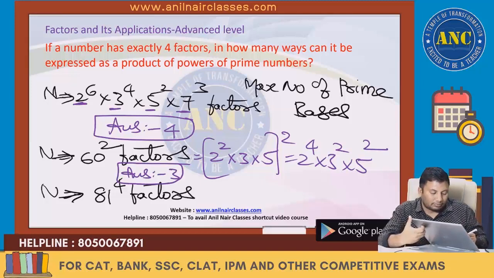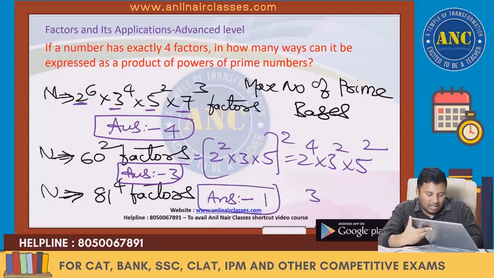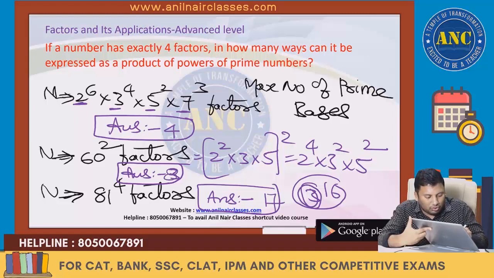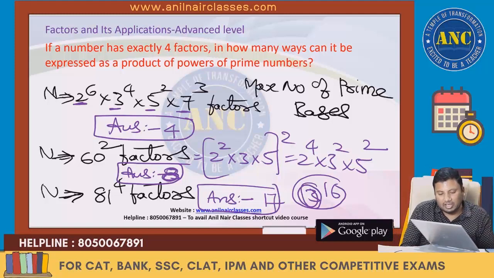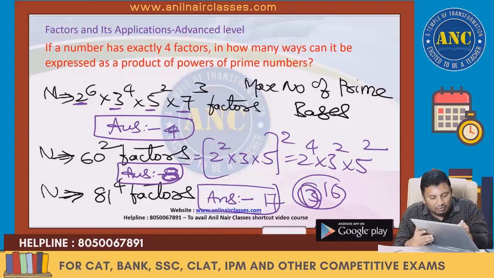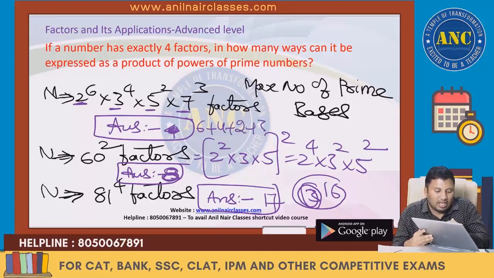Third one, answer is 1 prime base, because it is 3 power 16. Sorry, it is 17. It is 4 plus 2 plus 2, the answer is 8. I made a mistake. These are all factors, these are not 4. This is 6 plus 4 plus 2 plus 3. I made a calculation mistake. Please take care. Maximum number of prime bases is nothing but the sum of the powers. 4 plus 2 plus 2, 8.